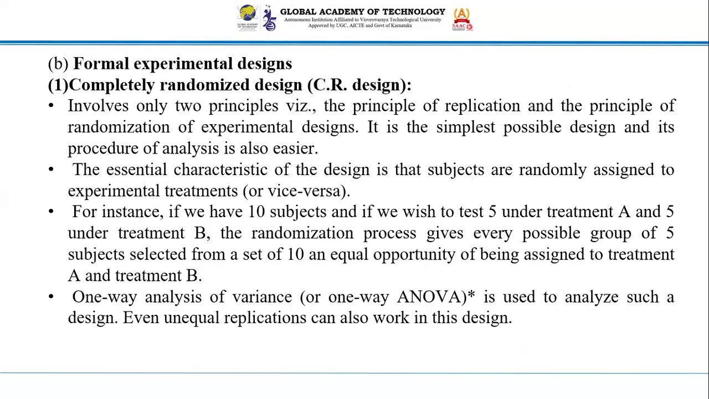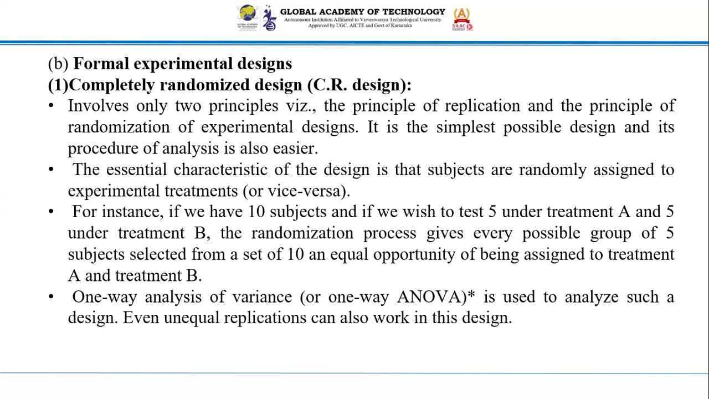And the second one is formal experimental design. Here it is the completely randomized design, that is the CR design. It involves only two principles, likewise the principle of replication and the principle of randomization of experimental designs. It is the simplest possible design and its procedure of analysis is also easier. The essential characteristic of the design is that subjects are randomly assigned to experimental treatments.